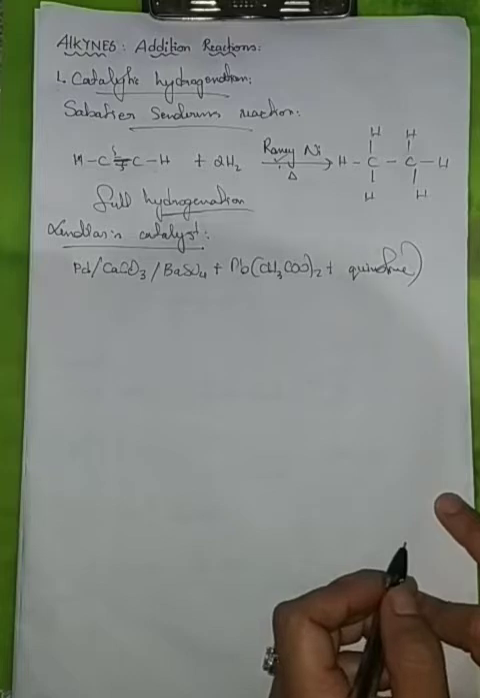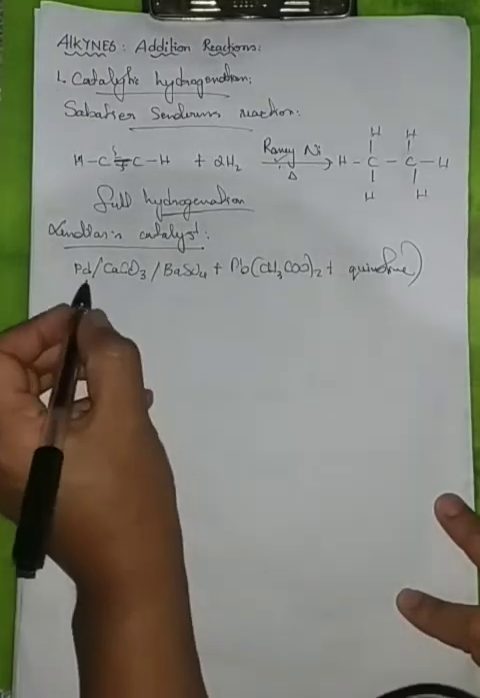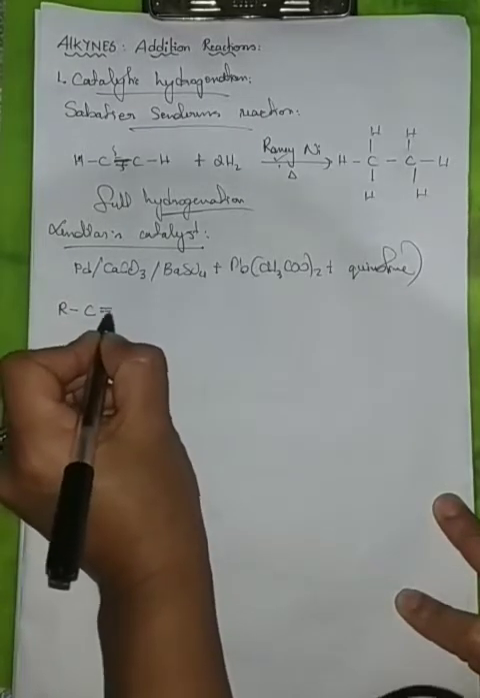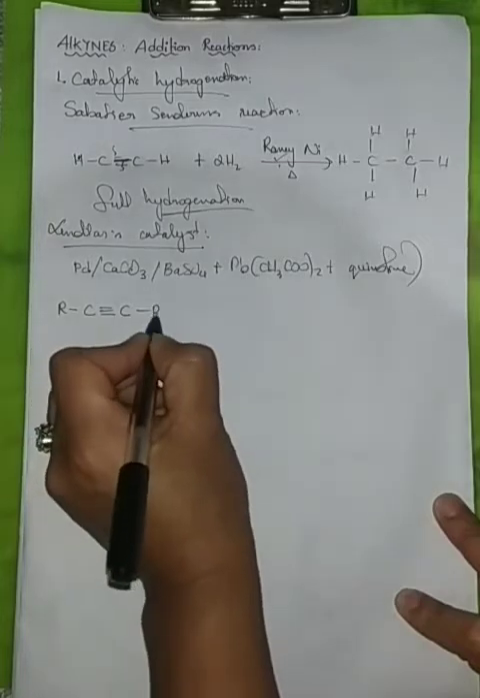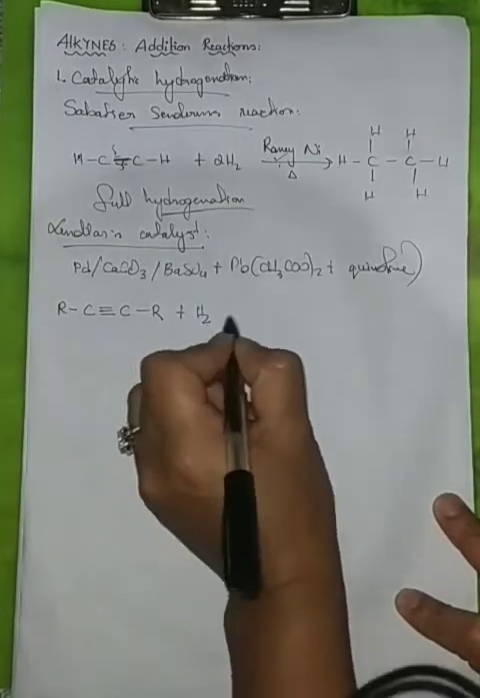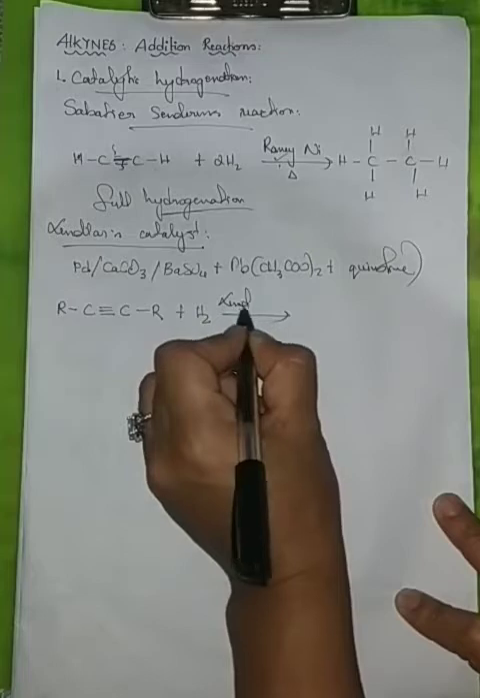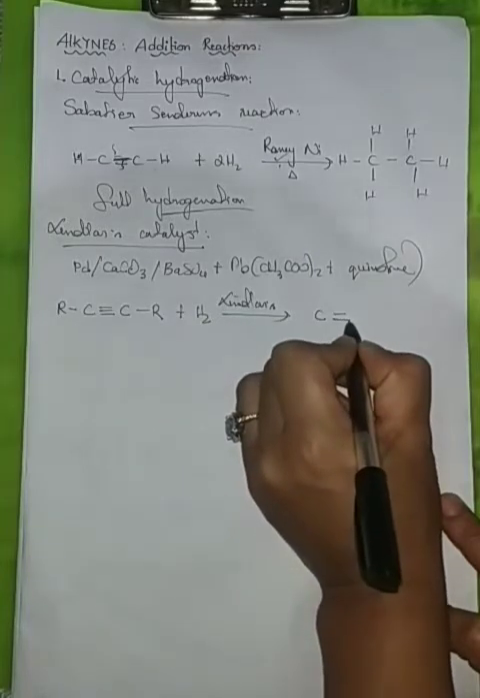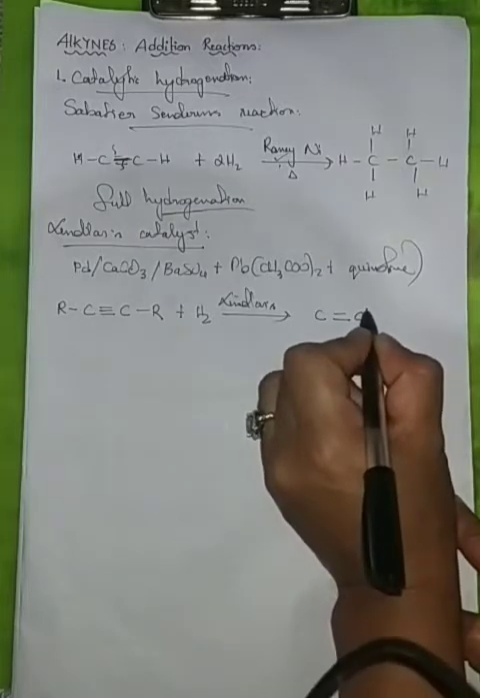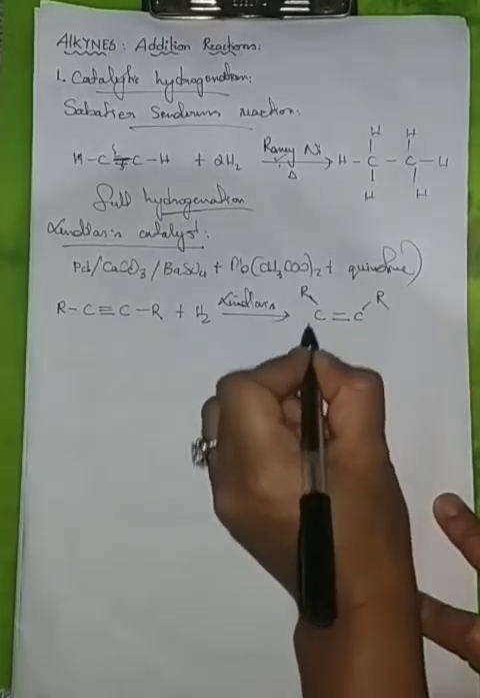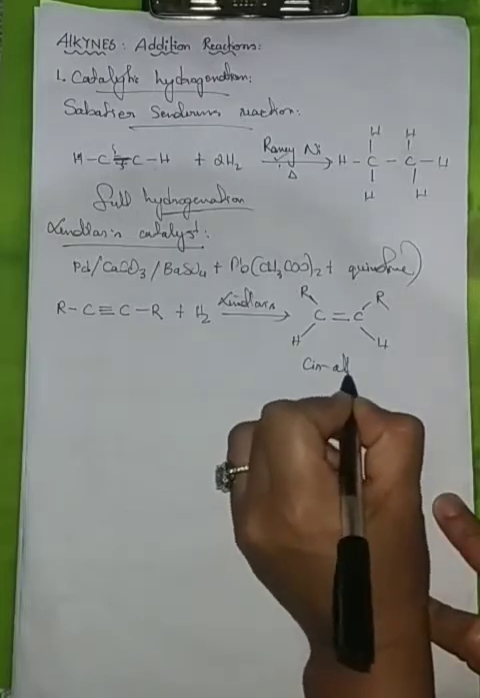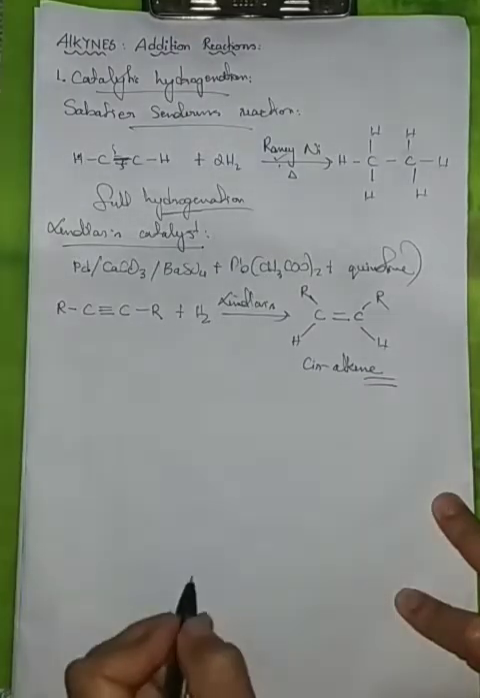Now when Lindlar's catalyst is used, there is formation of a cis alkene from R, C triple bond C, R. On hydrogenation with Lindlar's catalyst, only one bond breaks up, and the alkyl groups would be on the same side. Cis alkene is formed when Lindlar's catalyst is used.